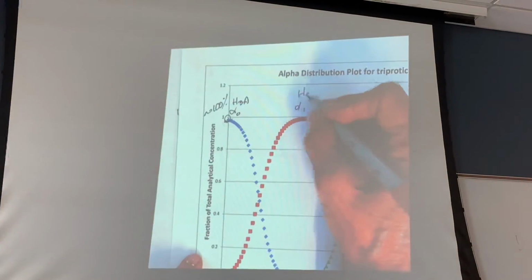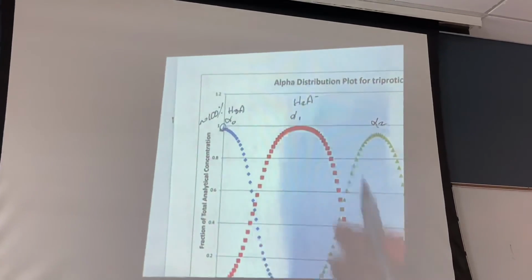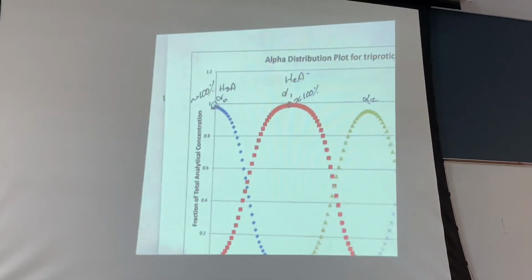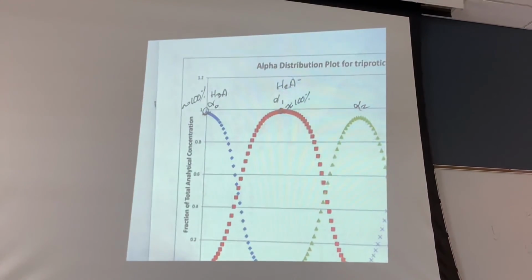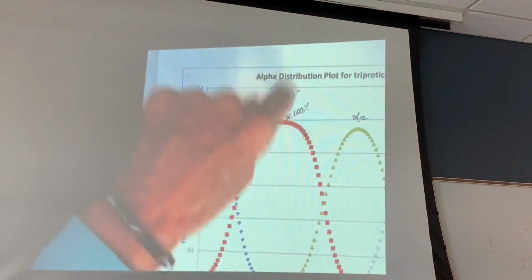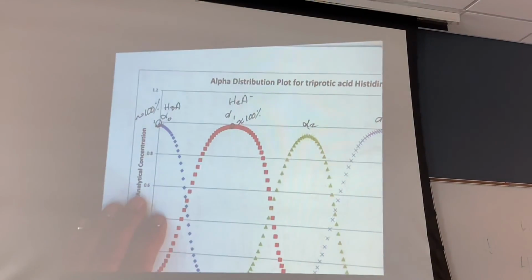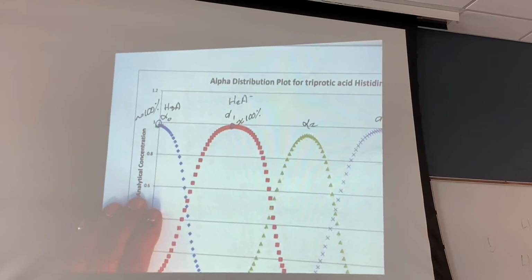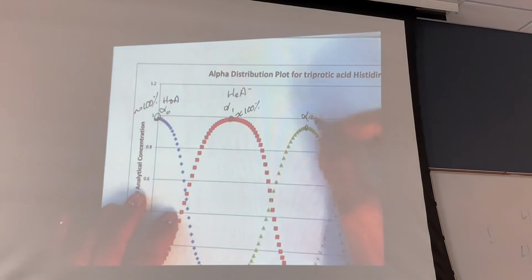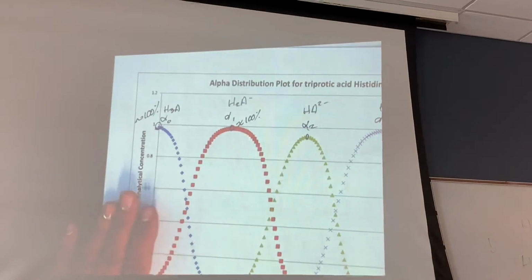This is H2A minus, the fraction of it. At this point, it is approximately 100%. That would be your first equivalence point. You've taken all of this, removed 1 proton from every molecule, and now you have all of this, to a first approximation. Where's my second equivalence point? The next place you see something at about 100%. Well, not quite so good here, but this is HA2 minus. And finally, this is A3 minus.